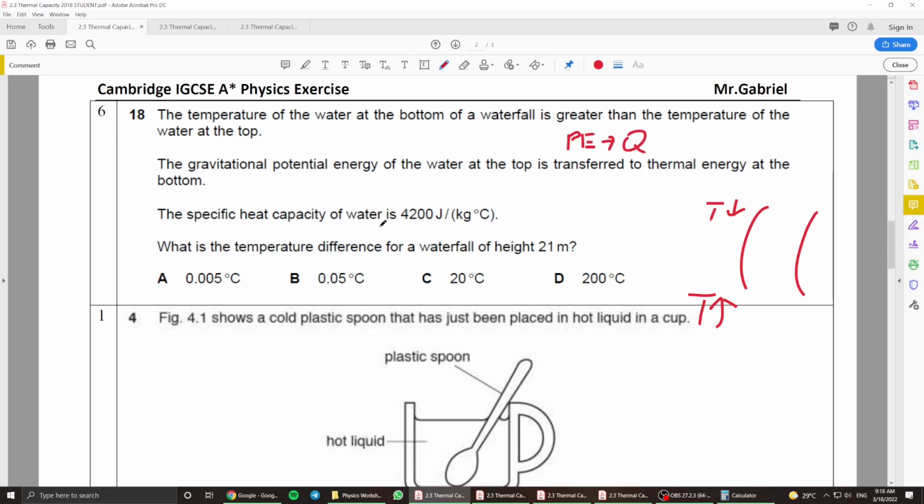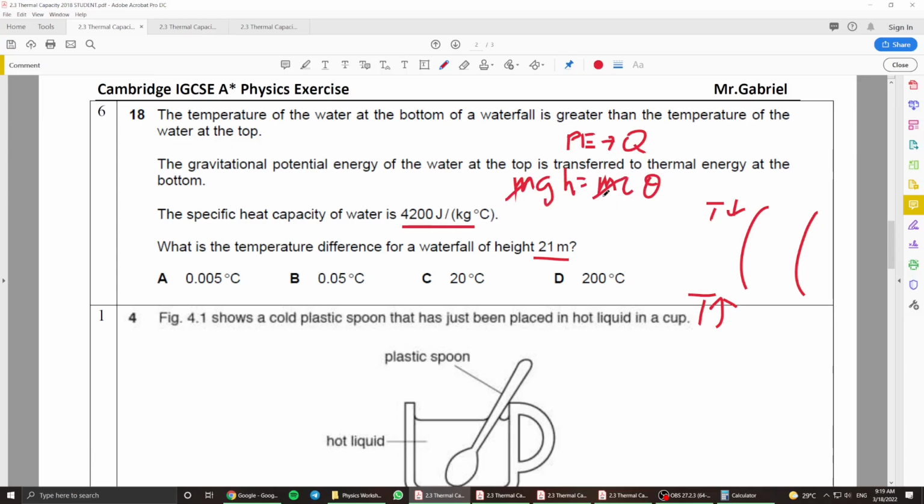The specific heat capacity is this amount. What is the temperature difference for the height of 21 meters here? So if potential energy is equal to heat energy here, I can make mgh equal to mc theta, which are both the equations. Since there's m on both sides, I'm going to cut it all off.